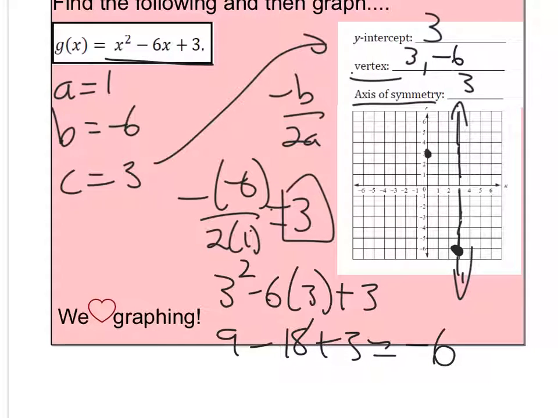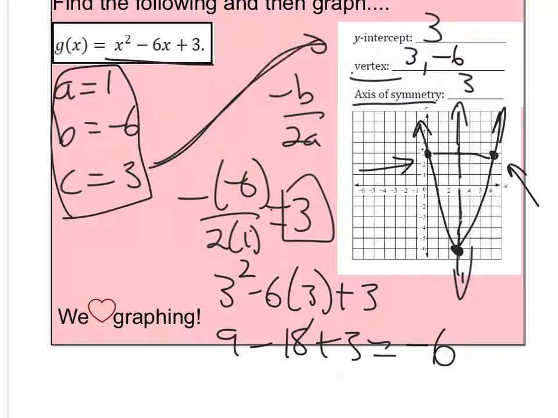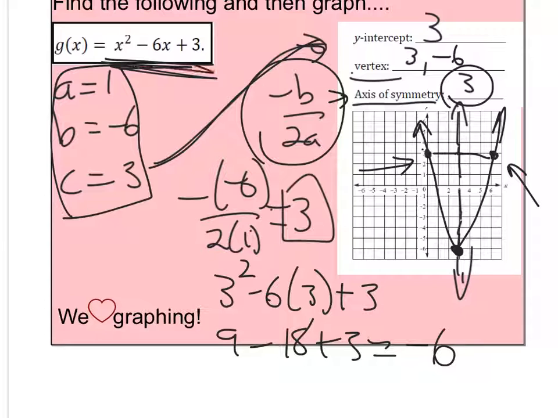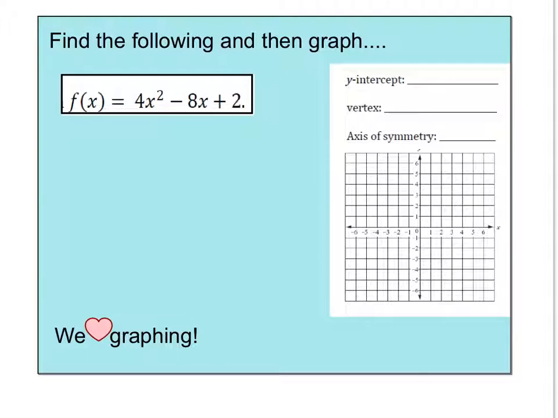So now I'm almost done graphing. All I need to do now is mirror the y-intercept on the other side. You see how it's 3 units away, 3 units away? That gives me enough to draw the graph right there. But remember, all I did: take A, B, C, C is my y-intercept, use negative B over 2A to figure out my axis of symmetry, then substitute this number into the function to figure out the vertex.